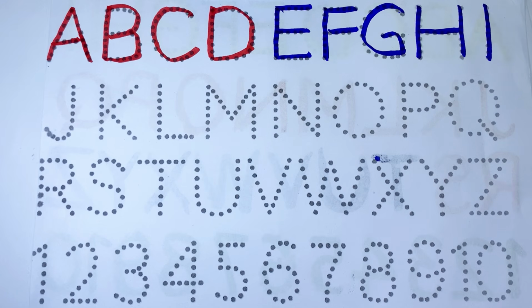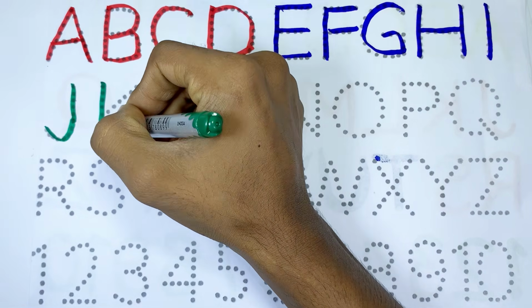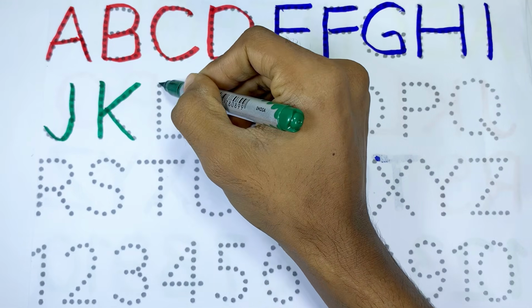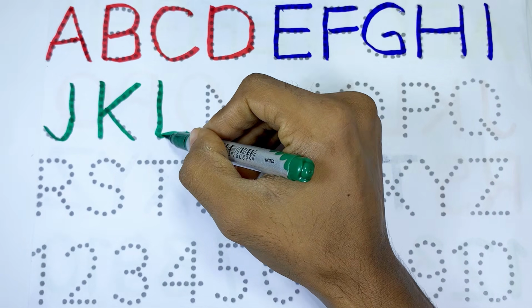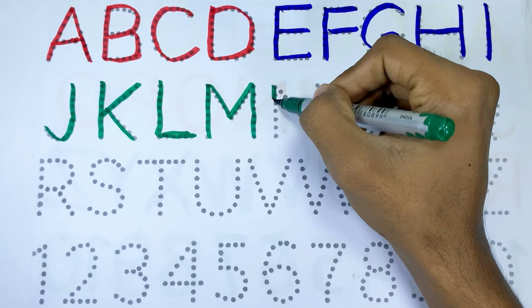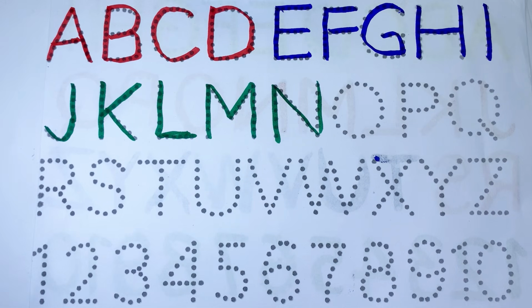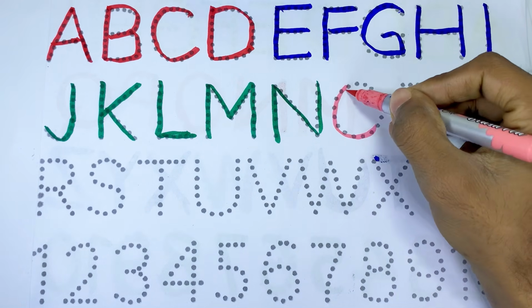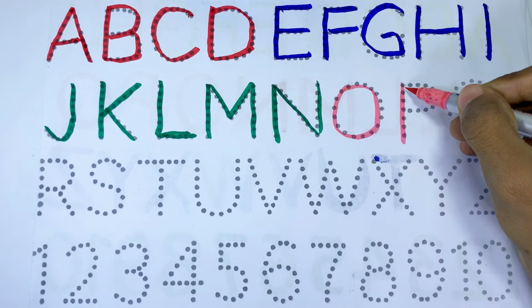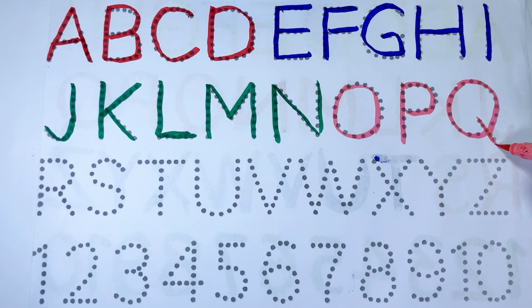Kids, so now you draw J. J for joker. K for king. L for lion. M for moon. And N for nose. Kids, so now you draw O. O for octopus. P for parrot. Q for queen. Kids, so now you draw R.